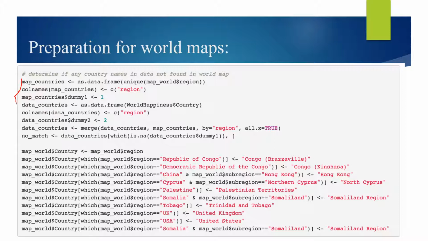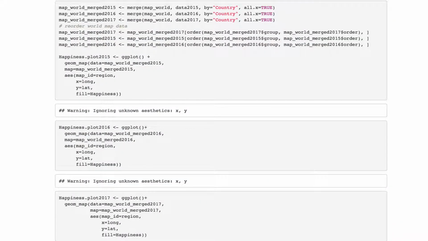So the first step I did is to find the country names which I can't find in the world map but are in the data. So these are what I did. Then I add those names into my world map data. Then here are the steps of how I draw the world map.